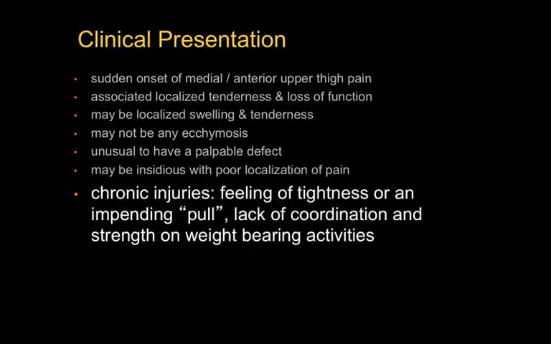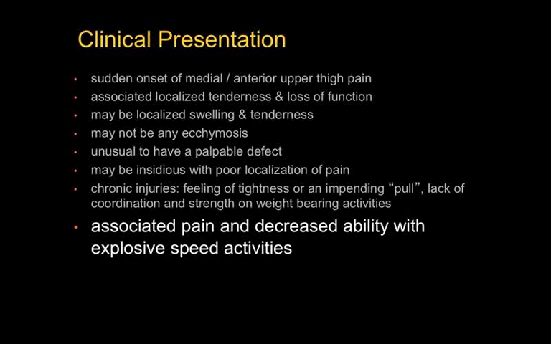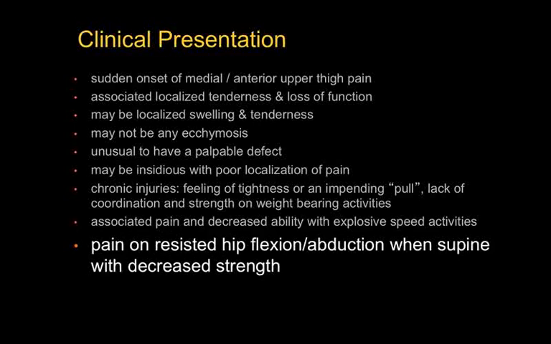Chronic injuries describe a feeling of tightness or impending pull, a lack of coordination and strength on weight-bearing, often associated with pain and decreased ability to do explosive speed activities in both new and chronic injuries. There's pain on resisted hip flexion or abduction when supine, with decreased strength.